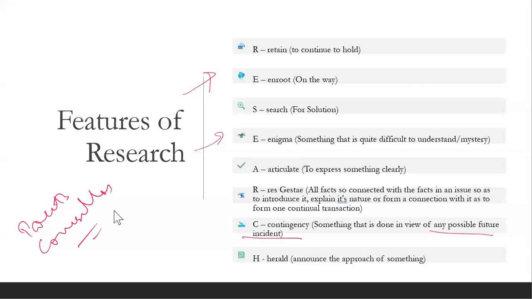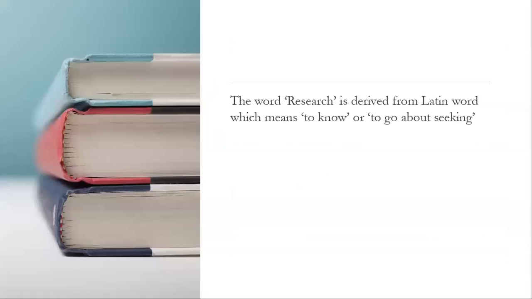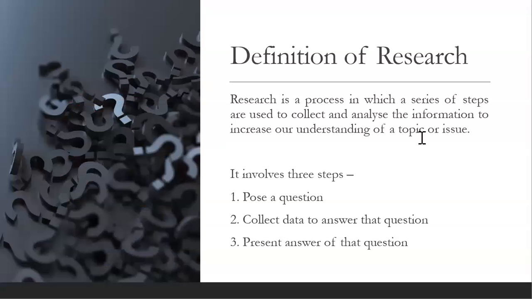So what is the approach? Okay. So the word research is derived from a Latin word, and it means to know or to go about seeking. You are finding answers to the question. That is research. It's a process in which a series of steps are used to collect and analyze information. And there are 3 steps. You ask a question, you collect the data, and then you present the answer to that question.